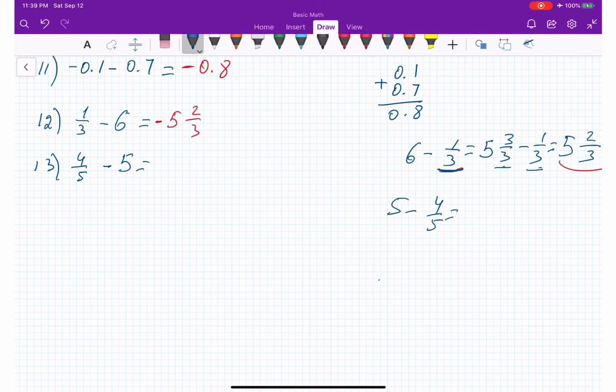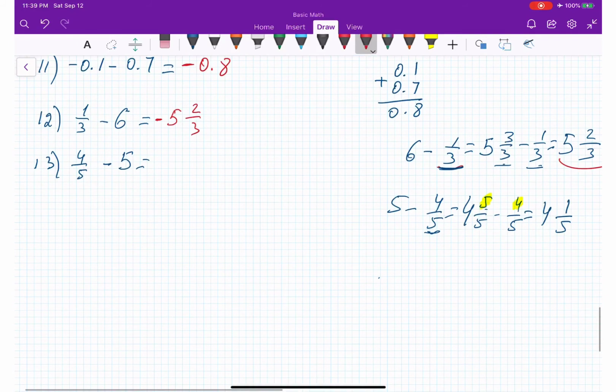So I'm borrowing 4 and denominator is 5. 4 and 5 over 5 minus 4 over 5. 4 over 5, so it's going to be 4. 5 minus 4, this 5 minus this 4, it's going to be equal 1. 1 over 5. So it's going to be 4 and 1 over 5. Since 5 is bigger number, then the sign is going to be negative.